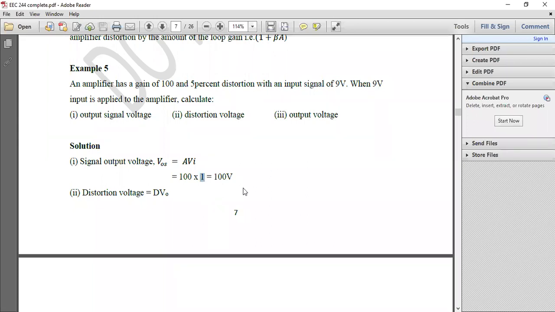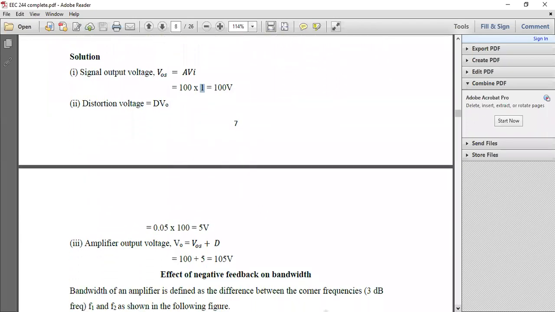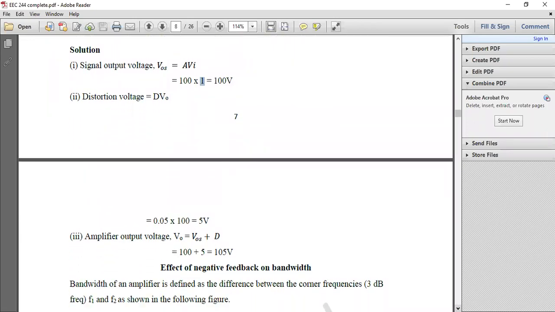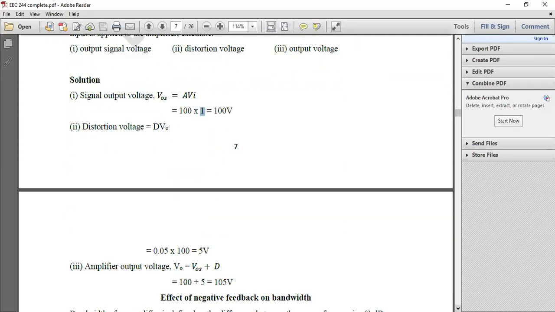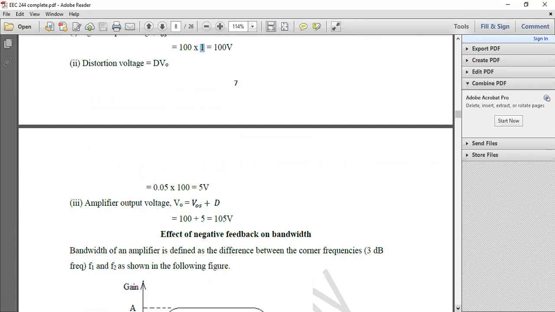Right? Let's look at number 2, distortion voltage. Distortion voltage is D times VO. D is the value of distortion, VO is the output voltage. So let's see the solution to that now. Distortion voltage equals 0.05 because we are told that we have 5% distortion. So that is 0.05 multiplied by V output. Output that we just calculated is 100 volts. So the answer is 0.05 times 100. That is 5 volts. So 5 volts is the distortion voltage.